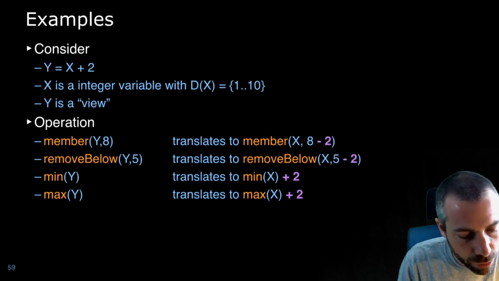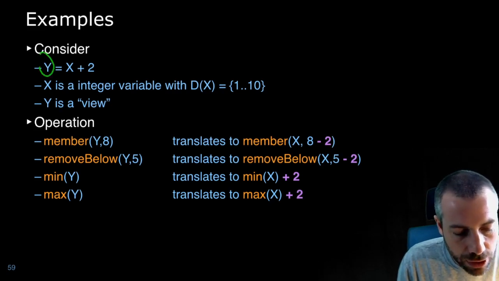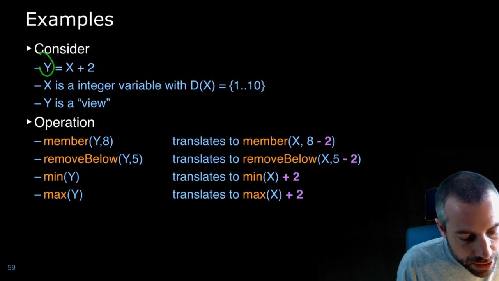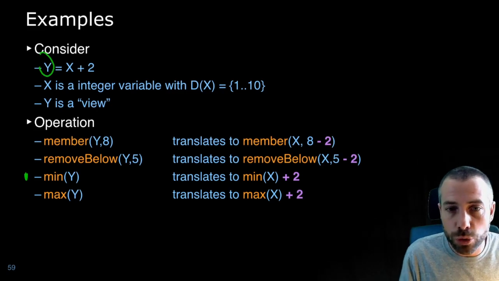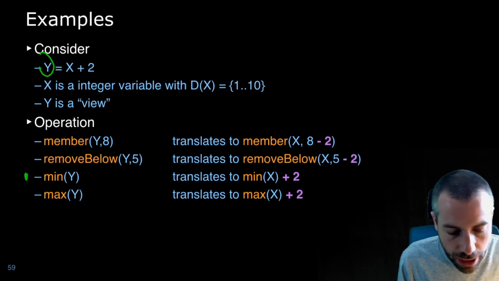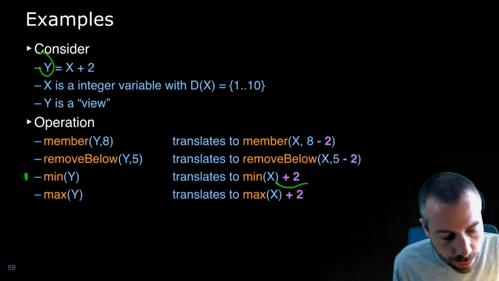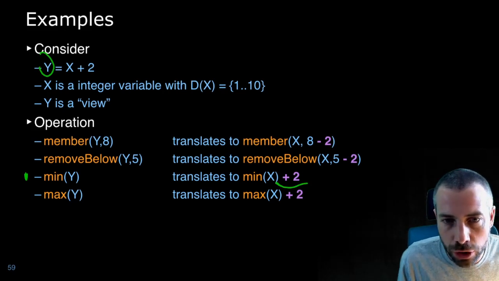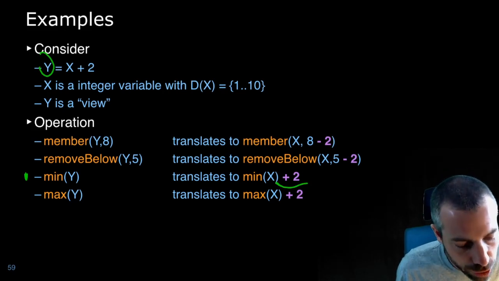Assume that we have a variable y, which is x with an offset of 2, so x plus 2. If you ask me to retrieve the minimum of the variable y, which is my view, I simply need to query the variable x, and then before returning the result, I will apply a plus 2, since the view y is just an offset of plus 2 on the variable x. And the same for the update operations.